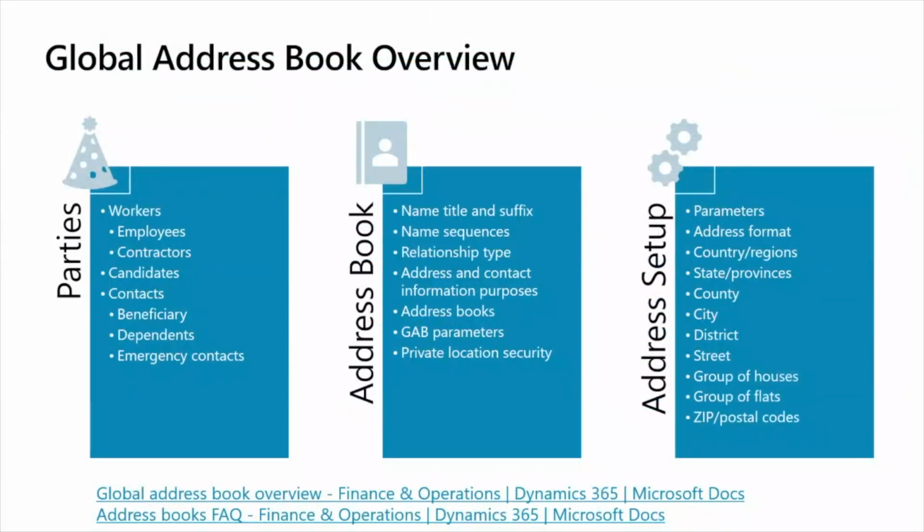Talking about the address, let's quickly discuss what the different terminologies are when it comes to the global address book. A party is an entity that assumes a legally binding role when participating in contractual relationships. A party can be a person or organization, and it can be internal or external to the organization.